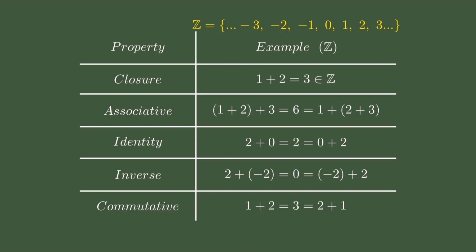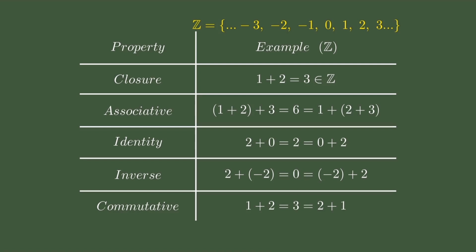Which means, if you add 1 plus 2 first and then add 3 to it, you will get 3 plus 3 equals 6. And instead, if you add 2 plus 3 first and then add 1 to it, you will get 1 plus 5, which is again 6. So in this sense, the order of adding does not matter. So this is called the associative property.